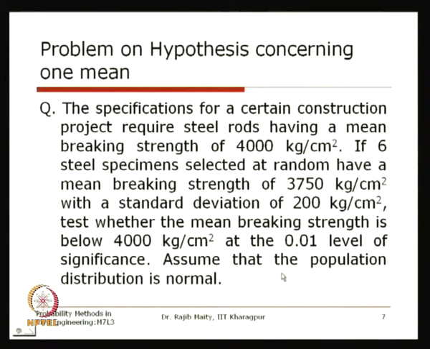So you see that it is a small sample, the sample size is 6, and it is showing that the mean strength is 3750, which numerically is below this 4000 kg per centimeter square. But is this a real difference, or should we consider that the specimens being supplied for that project are really less than the specification? So statistically we have to infer about that.